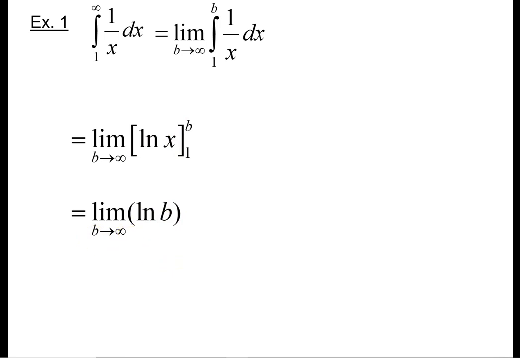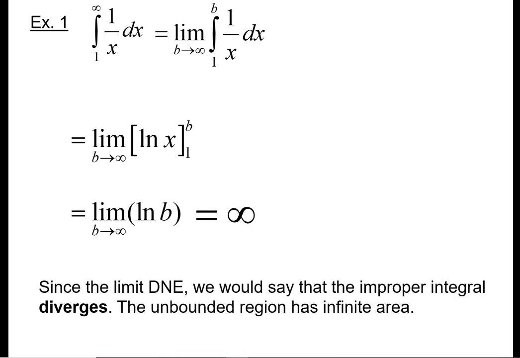Well, think about what happens here. As b gets larger, this also just gets larger. The natural log function is just going to get bigger and bigger as b goes out to infinity. And so we would say that limit is infinity. Well, does the limit exist? No, not really. So we would say that the improper integral diverges.